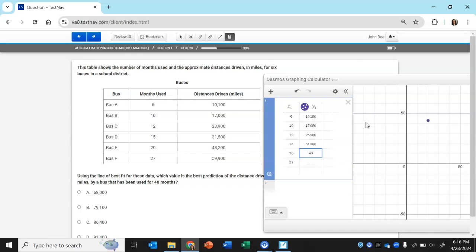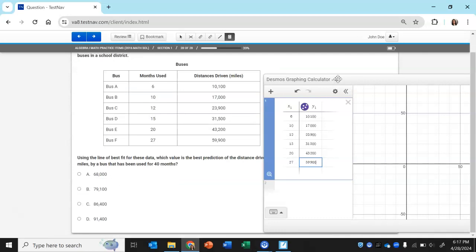Make sure also when you're doing the table that the x and y's match. So yeah, there you go. It looks good. All right, now let me read the question. The table shows the number of months used and the approximate distances driven in miles for 6 buses in a school district. Bus A, data, bus B, and so on. Notice I did not put any of this in my table. I just need the x and y here.